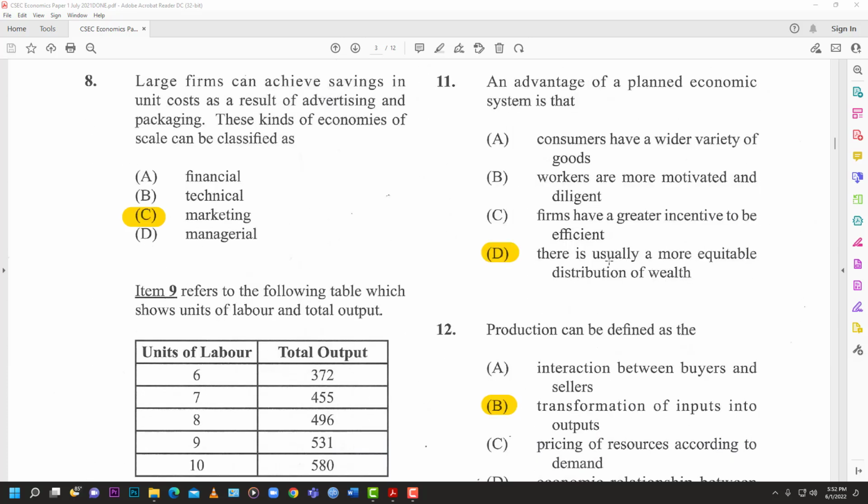Number 8, large firms can achieve savings in unit costs as a result of advertising and packaging. These kinds of economies of scale can be classified as, and the best answer here would be marketing economies of scale.